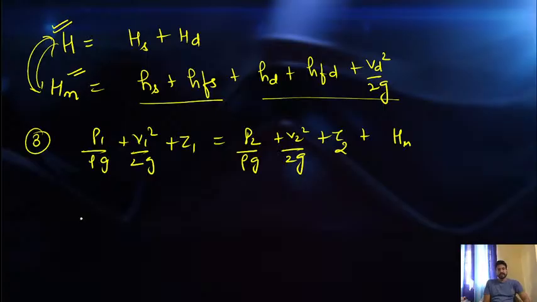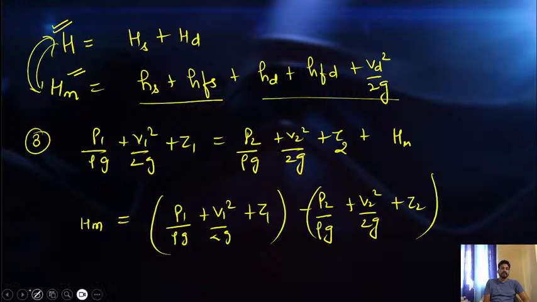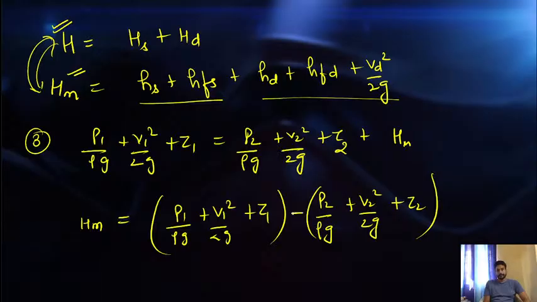So what is my HM actually? My HM is P1 divided by rho g plus V1 square over 2g plus Z1, minus P2 over rho g plus V2 square over 2g plus Z2. This is the third way to define the manometric head. Right? I hope that this is clear to you guys.